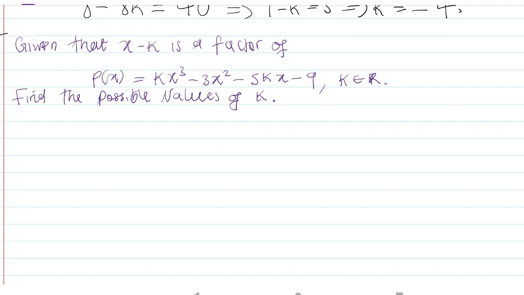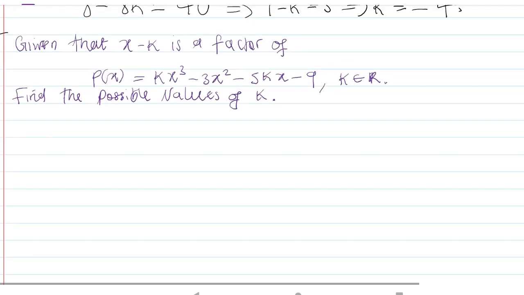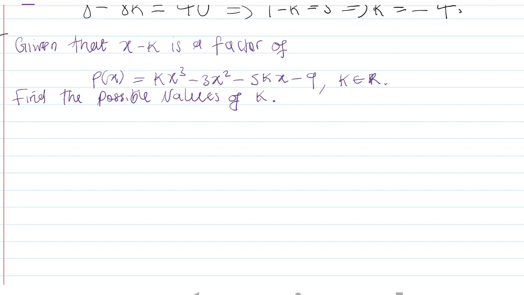Now let us look at this exciting problem, a very good flavor, which is the last question in this set. So given that x minus k is a factor of the polynomial p of x equal to kx power 3 minus 3x squared minus 5kx minus 9, where k is a real number. The question is find the possible values of k.